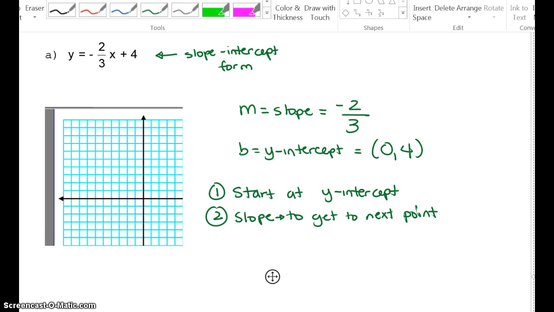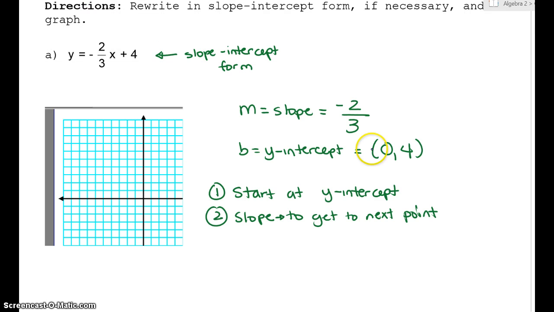I'm going to go to the y-intercept. Let's use blue at 0, 4. 0, 1, 2, 3, up 4. So here's the y-intercept at 4. And then we're going to use the slope. Now our slope is negative 2 over 3, which means the following. Down 2 and right 3, because right 3 is positive. So we're going to go down 2 and 1, 2, 3 to the right.